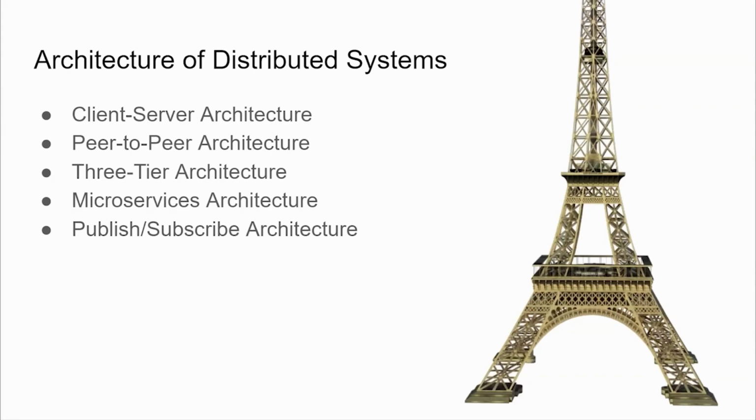This architecture is based on the concept of breaking down complex applications into smaller, independent services, each with its own functionality. This approach allows for greater flexibility, ease of deployment, and scalability of the application. Lastly, we have publish-subscribe architecture. In this architecture, publishers publish messages to topics or channels, and subscribers receive messages from those topics or channels. This architecture is commonly used in messaging systems and event-driven architectures.